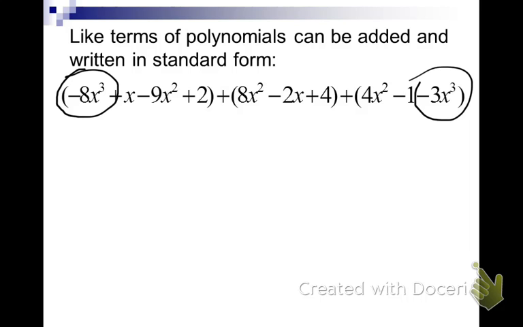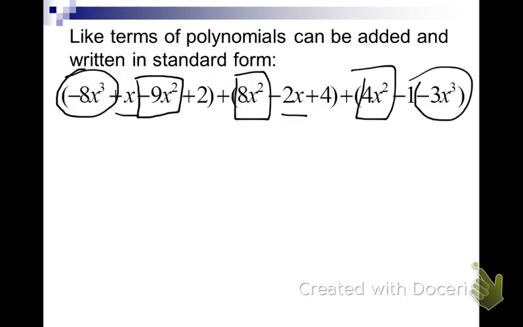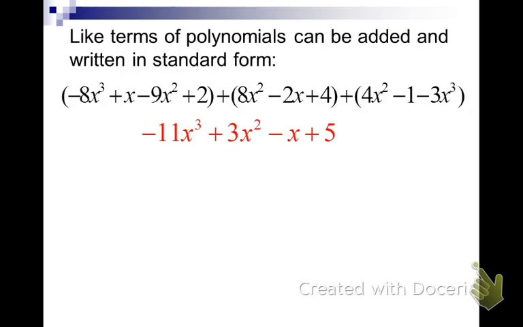I will also add the squared terms. So I'm boxing these squared terms. I'm going to add all of them together. I'm going to have negative 9 plus 8 plus 4. I think that's plus 3. And then I'm going to add all of the linear terms together. I've got 2 of them. I've got a plus x and a minus 2x. That's going to end up being a minus 1x. And then I'll be left with all of the constants, the 2, the 4, and the negative 1. And I'm going to add those.